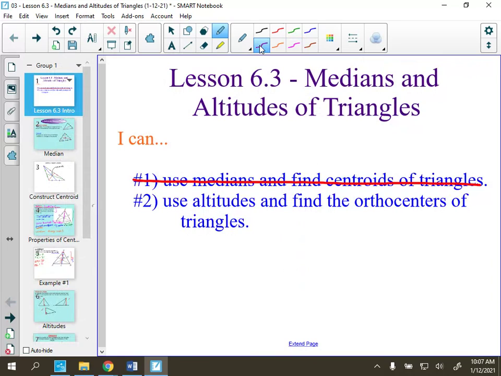So for right now, I think we've definitely talked about altitudes, used them, and found the location of orthocenter in some different triangles. So our goals are done. We hit our big ideas. Lesson 6.3 is done. So I will see you in future lessons.